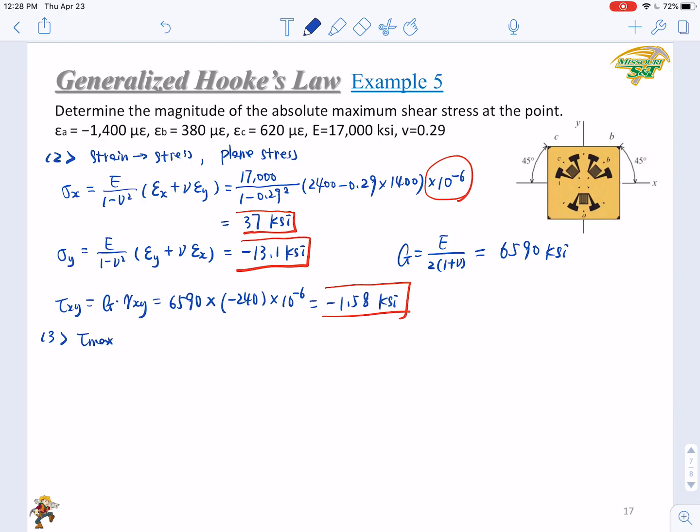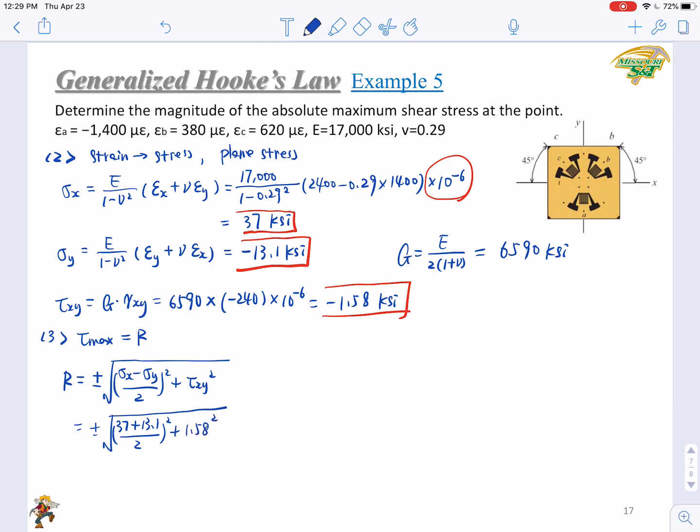Tau max. The tau max equals R, right? In the Mohr circle, the tau max just equals R. So we just need to determine R. The R is just the square root of sigma x minus sigma y over 2 square plus tau xy square. So here it's 37 minus negative 13.1 over 2 square plus 1.58 square. You get 25.1 KSI. So this is the radius, or the tau max. This is the in-plane tau max, right?